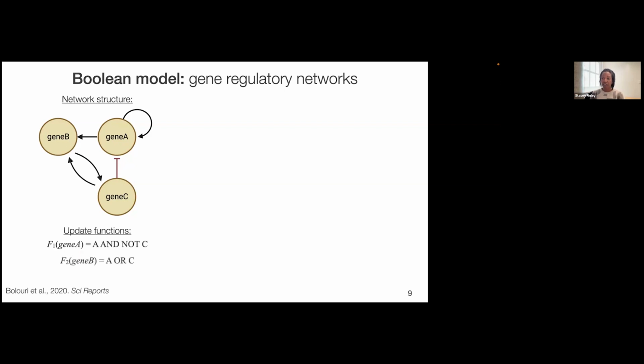Similarly, we have update functions for gene B and gene C. For gene B, we know that gene A has to be on or gene C has to be on. And then for gene C to turn on in the next time step, only gene B must be on already. What we can do is apply these rules and see how the gene expression patterns change over time.